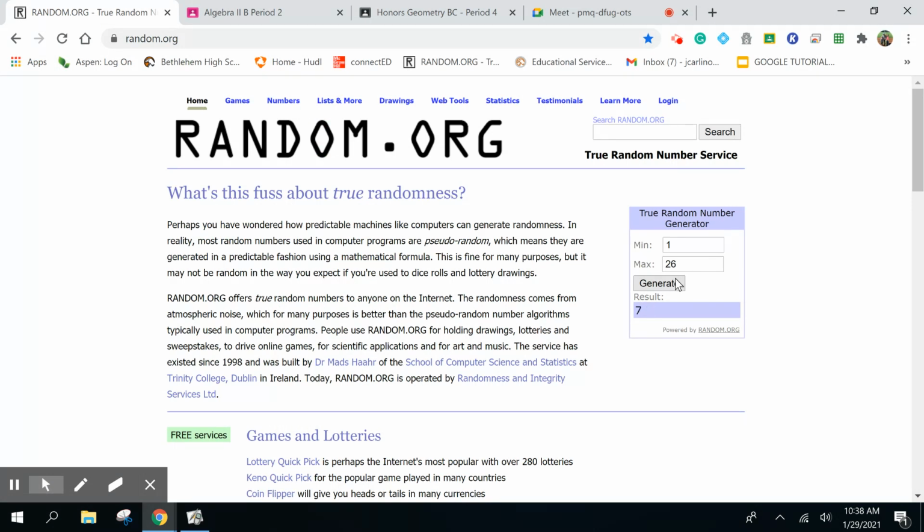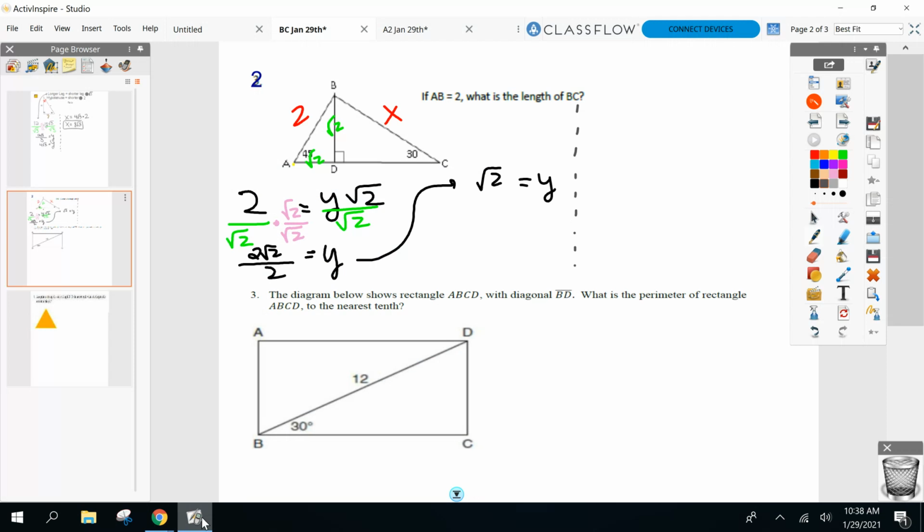Somebody else, give me the rule that relates the shorter to the hypotenuse. St. John, what's the rule? Shorter times 2 equals the hypotenuse. So hypotenuse x equals shorter times 2. That's what the rule says, and then you guys can take it from here. BC is going to be 2 radical 2.